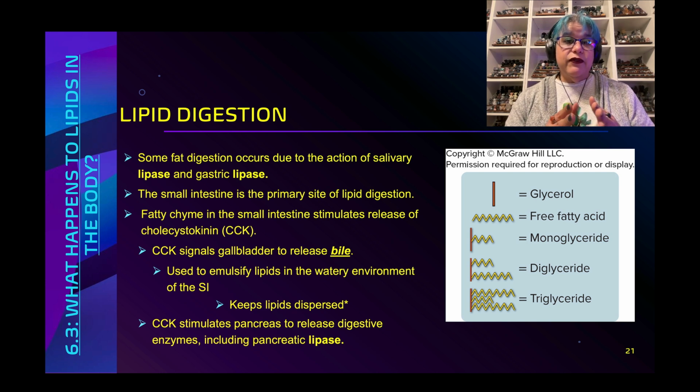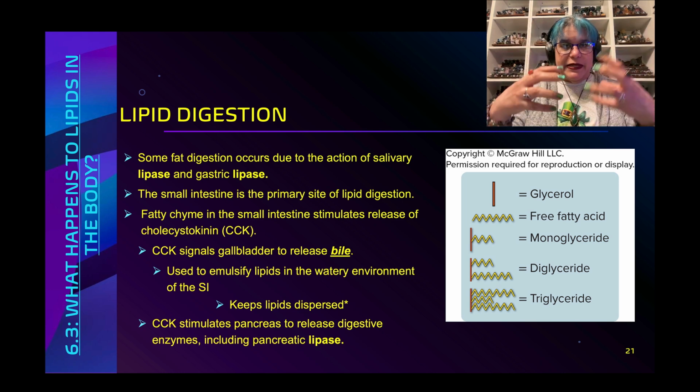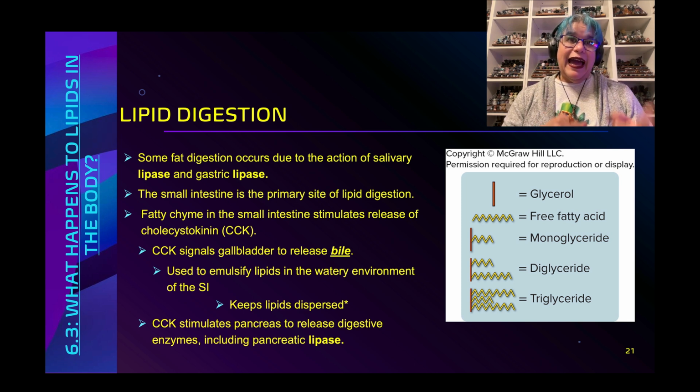And it stimulates the release of cholecystokinin. Cholecystokinin, or CCK, signals the gallbladder to release bile. It's used to emulsify, again, split apart and separate lipids in the watery environment of our small intestine. Basically, instead of allowing the lipids, kind of like in a salad dressing mix, to bubble and get back together again, this keeps everybody separated. It keeps everybody dispersed. CCK also stimulates the pancreas to release its digestive enzymes. One that is included is pancreatic lipase. "ase", enzyme; "lip", lipid, so it's a lipid enzyme.